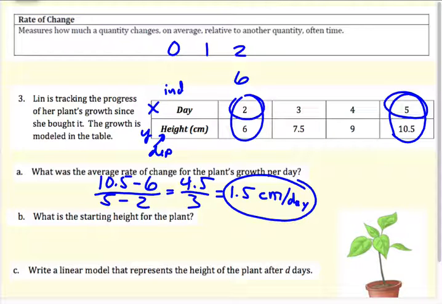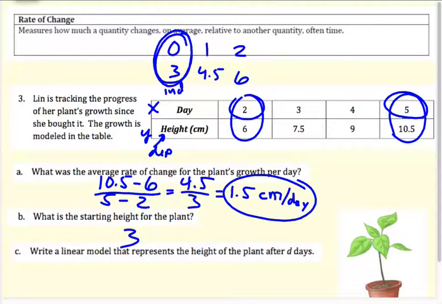Well, 6 minus 1.5 is 4.5. 4.5 minus 1.5 is 3. So the day they started measuring this plant, it was 3 centimeters tall. So the starting height, I guess, of the plant would be 3. Although 0 makes sense to me, but according to day 0, when they start measuring it, it is 3.